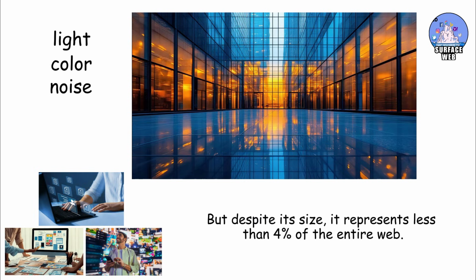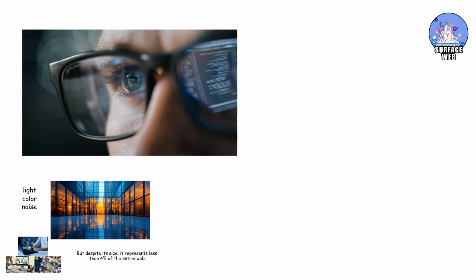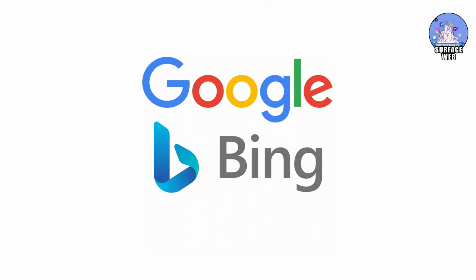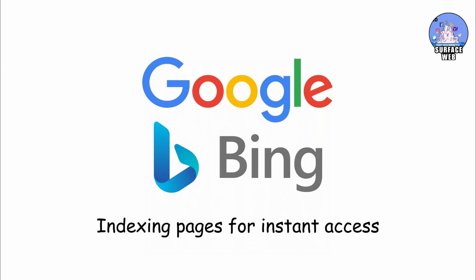It's the clean, polished cityscape of the internet, full of light, color, and noise. But despite its size, it represents less than 4% of the entire web. Everything we see, every click we make, sits atop a massive digital iceberg, and this is only the tip. Search engines like Google and Bing crawl this layer, indexing pages for instant access.